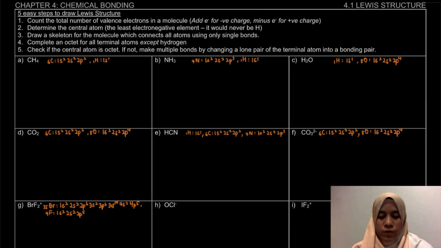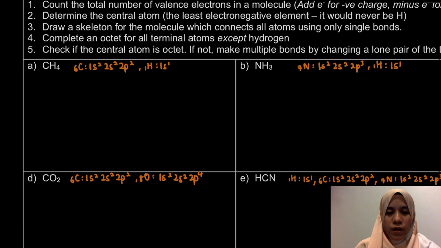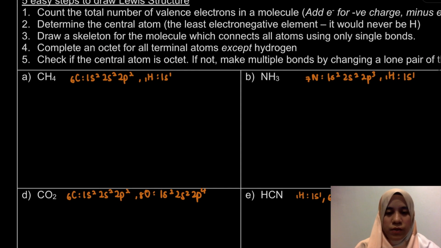The first step mentions to count the total number of valence electrons in the molecule. Here is all the electronic configuration. Again, you don't have to memorize it. It's based on your list of constants, the number of protons. Here I have written it down beforehand. So first, count the total number of valence electrons in the molecule.